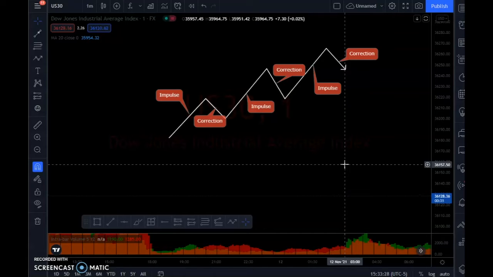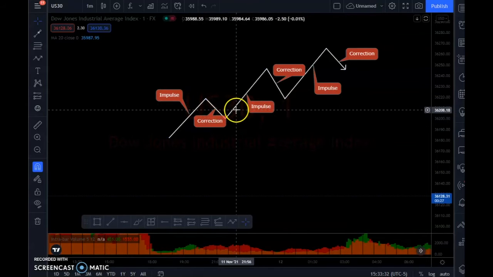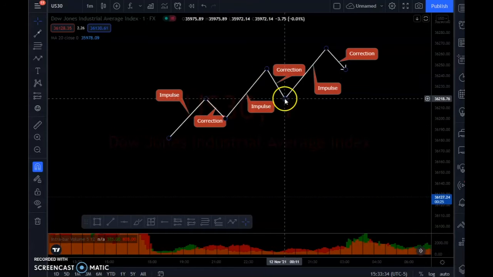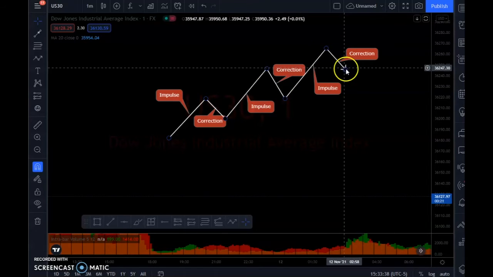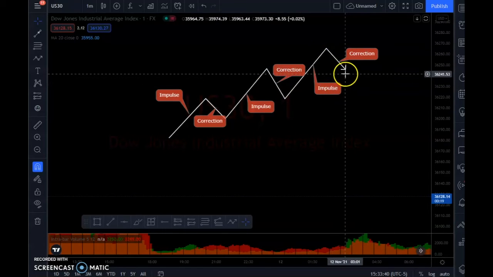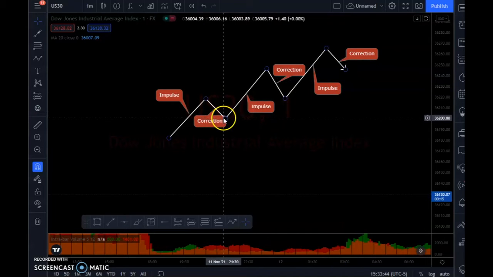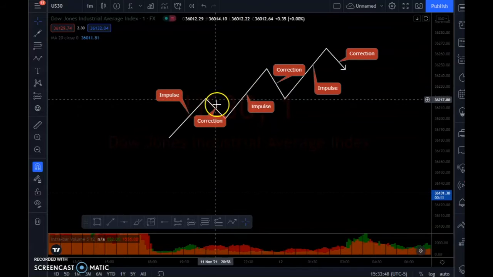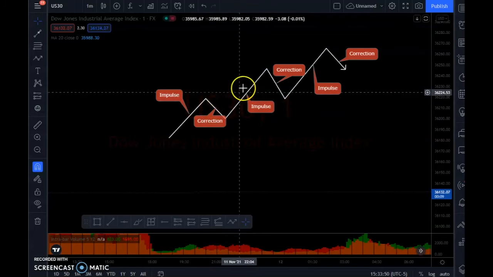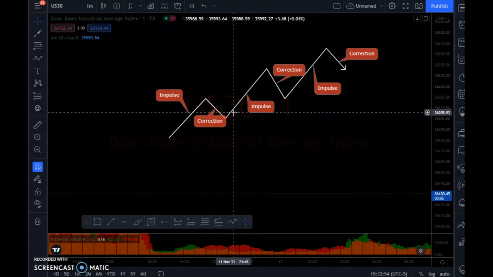When the market is trending, it will make an impulse and then it'll correct itself, and then it'll make another impulse, correction, and then an impulse, and then another correction for another higher low. The second impulse has to break the last higher high for it to be considered an impulse.